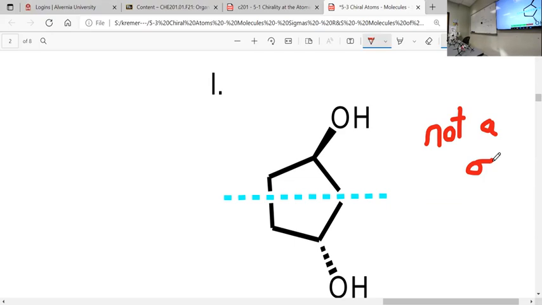The next thing we'll be doing is identifying chiral carbon atoms. Chiral, handed, left-handed or right-handed. Now we'll be looking at whether or not molecules have chiral carbon atoms. So that's the next worksheet. I'm going to give you a primer before that.